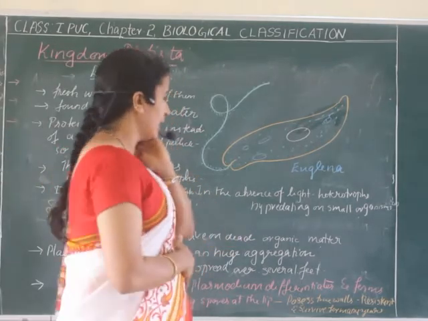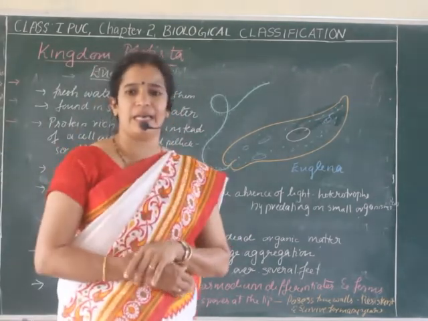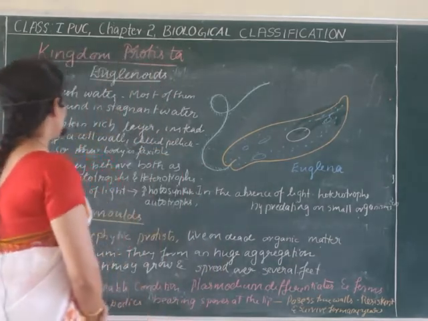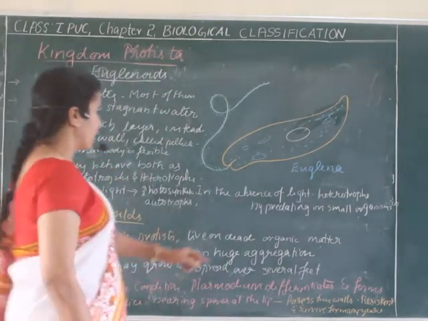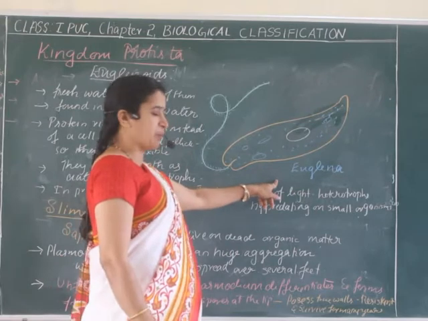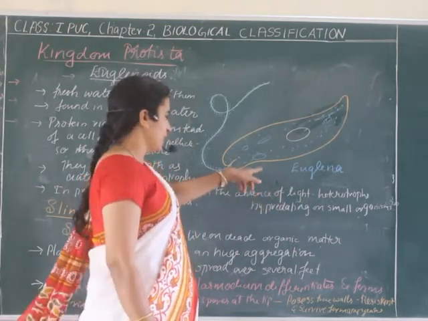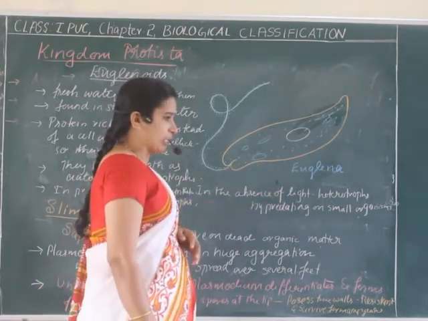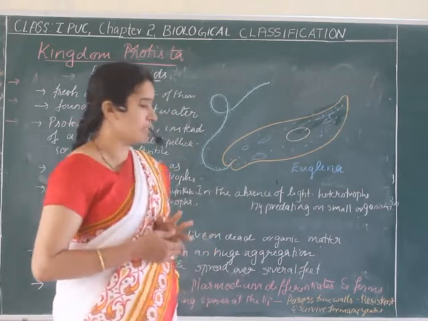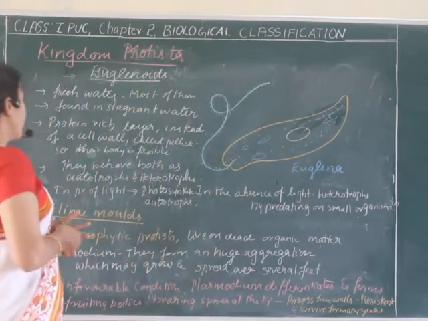Then let us move on to the next type. It is euglenoids. Have you heard of euglena? You might have drawn the diagram of euglena in your earlier class, right? So we are going to study that euglena itself. Together, that group is called euglenoids.